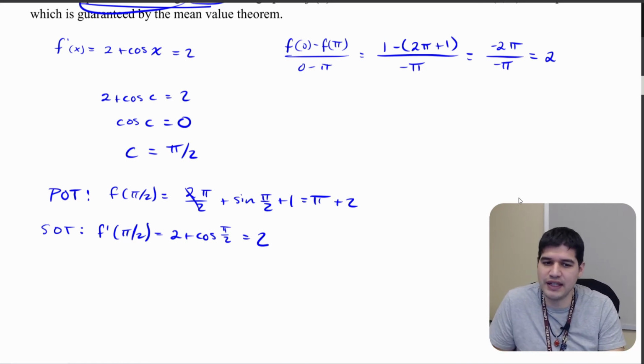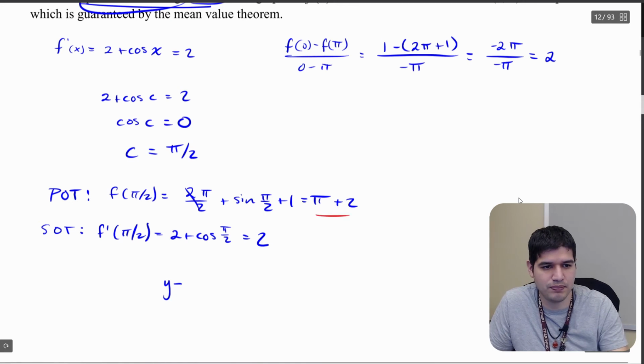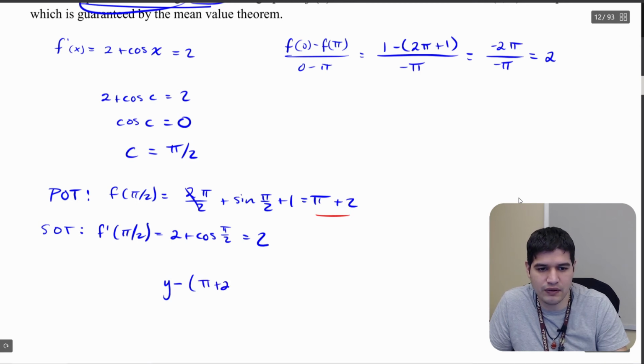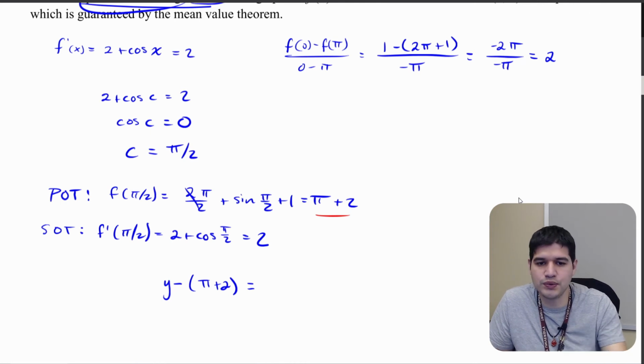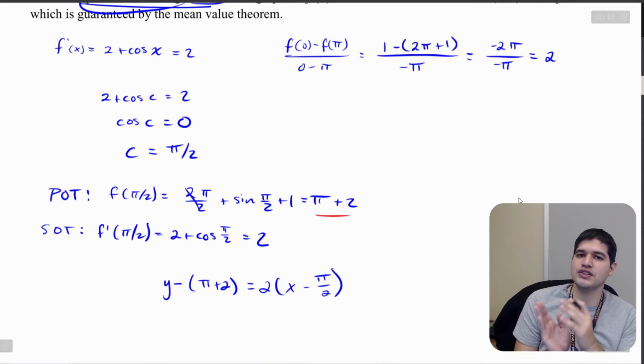So the equation for that is y minus y1, which is right here. We just found it, pi plus 2, so that's the point of tangency. So y minus, and I'm just going to throw it in parentheses. I'm not even going to simplify anything here. Equals the slope, so that's going to be 2 times my x minus the x value, which is pi over 2. So x minus pi over 2. And again, that right there is your final answer.